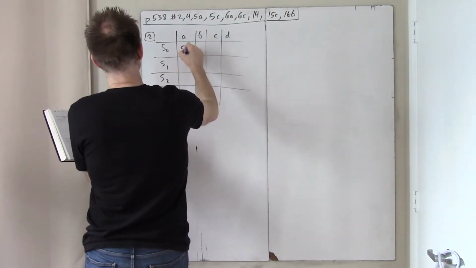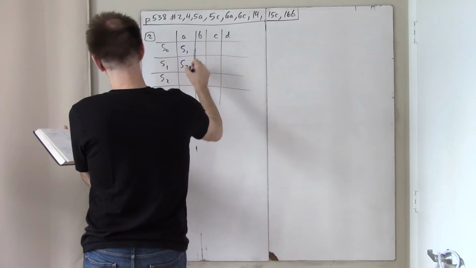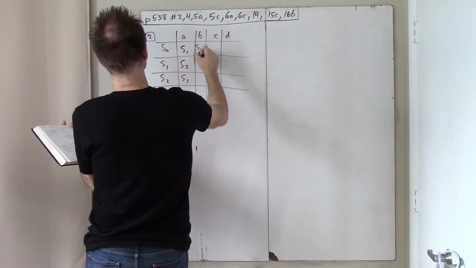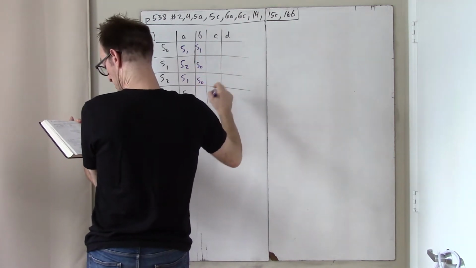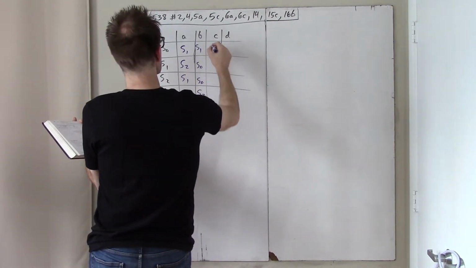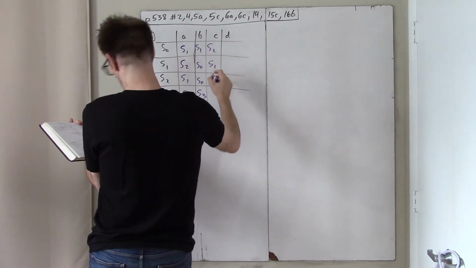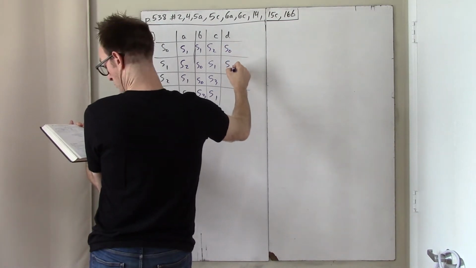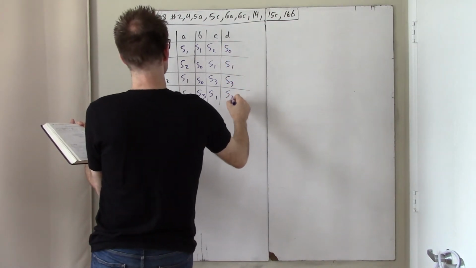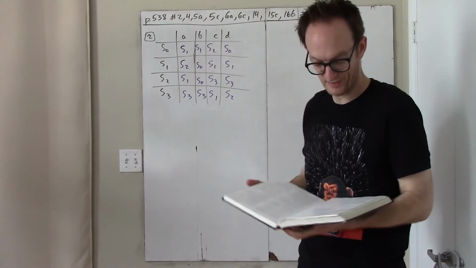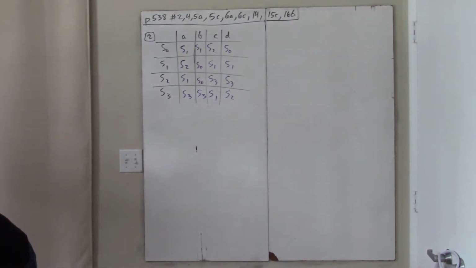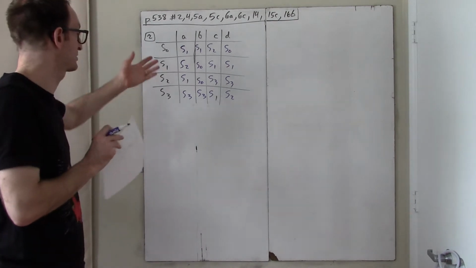Anyway, here is the information. I'm just rewriting what was in the book. S1, S0, S0, S3, S2, S1, S3, S1, and S0, S1, S3, S2. Okay, anyway, there it is, and the directions were just make the diagram for the finite automaton, which is captured by this.